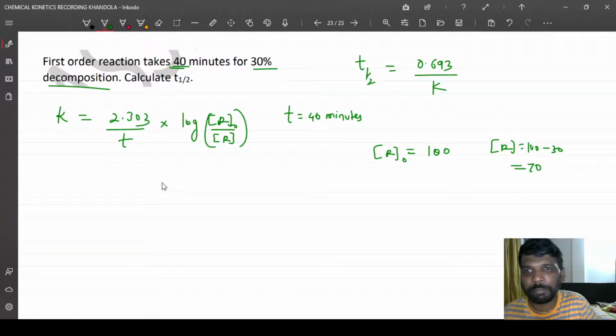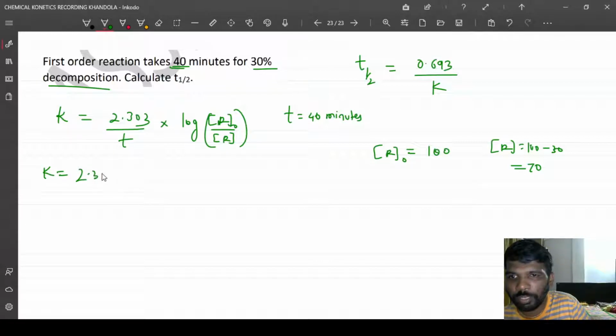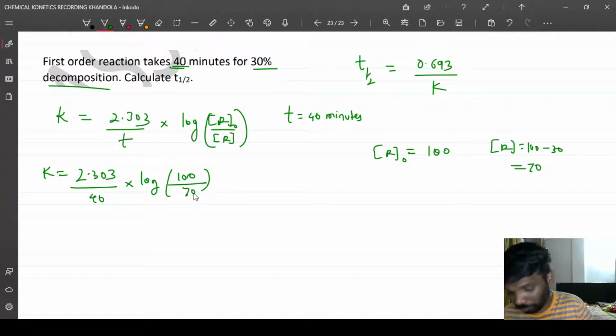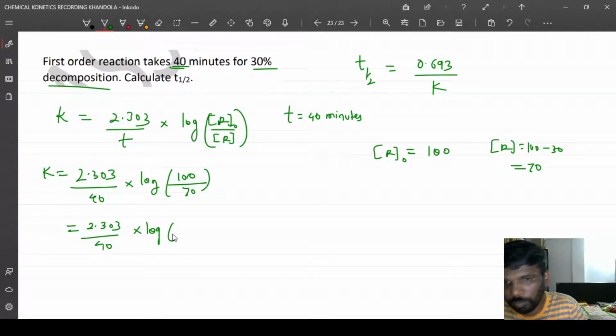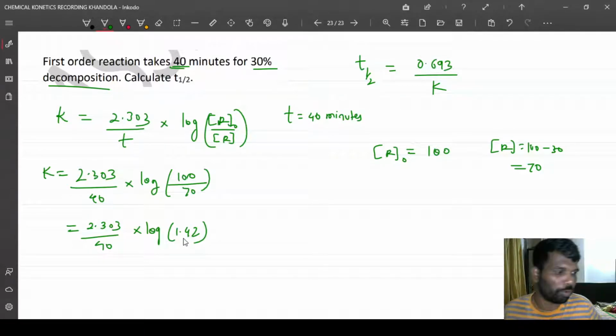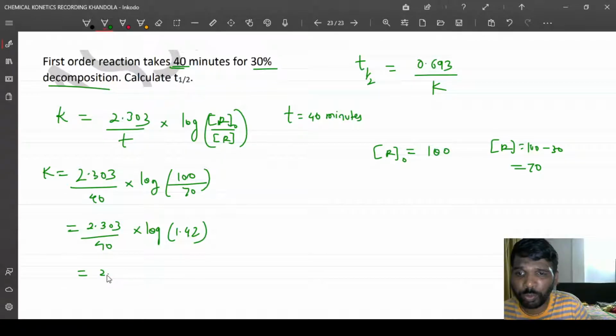which is equal to 70. So k will be equal to 2.303 divided by 40 minutes, so 40 multiplied by log of R0. R0 I have chosen to be 100. What is remaining is 70. So 100 divided by 70 is 1.42, so 2.303 divided by 40 into log of 1.42. Again, for the logarithm you need a logarithm table, and it will be supplied to you in your examination hall.